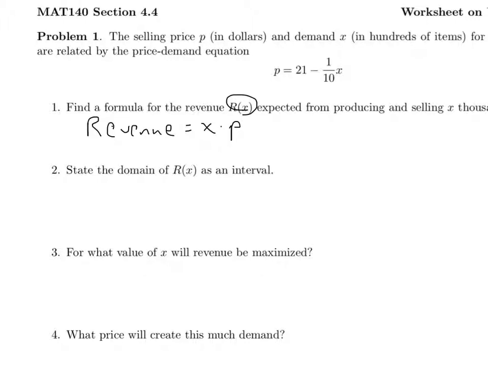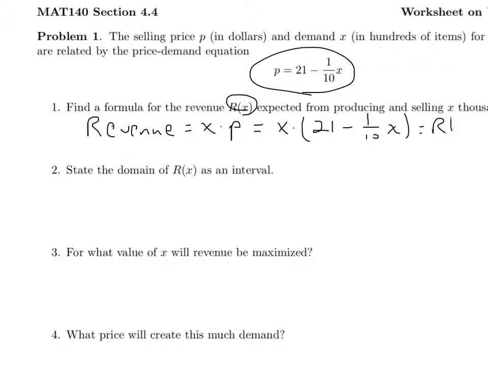We don't really have to make any guesses about it. So instead of x times p, I'm going to use x times what p is equal to. This expression up here tells me that price is always given by 21 minus 1/10 x. So my revenue function, a function with just one variable input, the x, will be given by this expression.